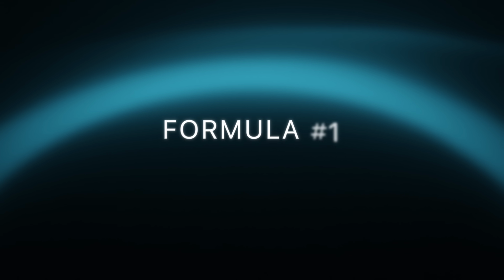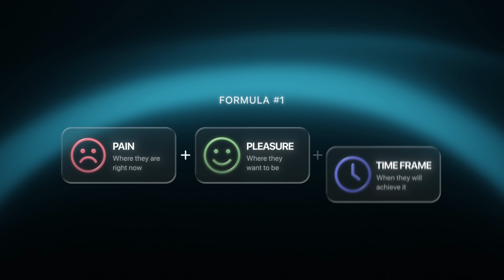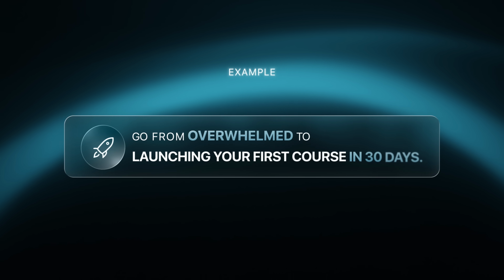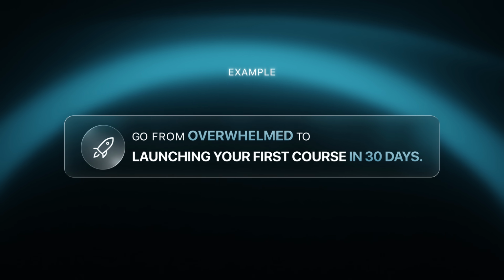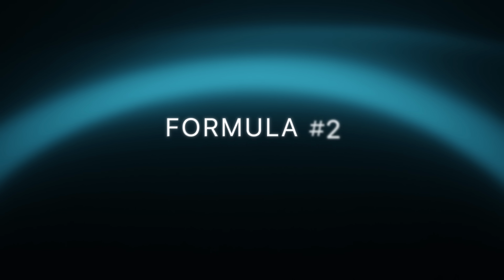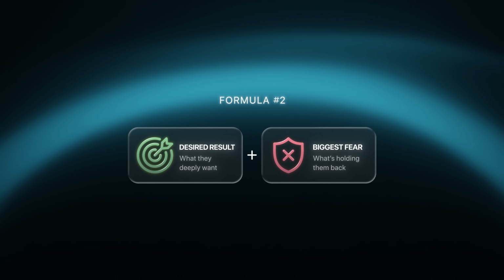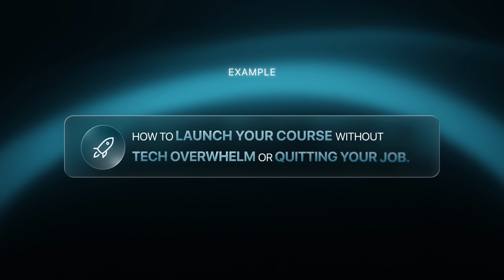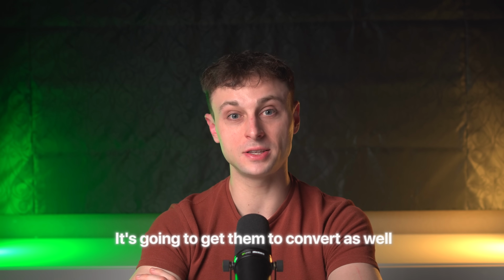So the first formula that I like to use is go from pain to pleasure in a time frame. An example of this would be go from overwhelmed to launching your first course in 30 days. Another formula that I use is how to desired result without biggest fear. An example of this would be how to launch your course without tech overwhelm or quitting your job. So again, we're teasing the desired result and the biggest fear. And this again is not only going to hook your audience onto your landing page, but it's going to get them to convert as well. So this is an amazing heading template.